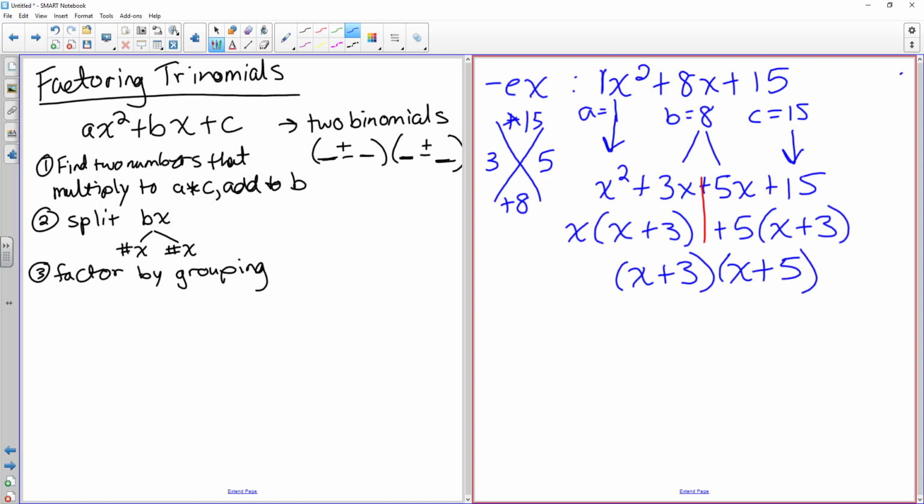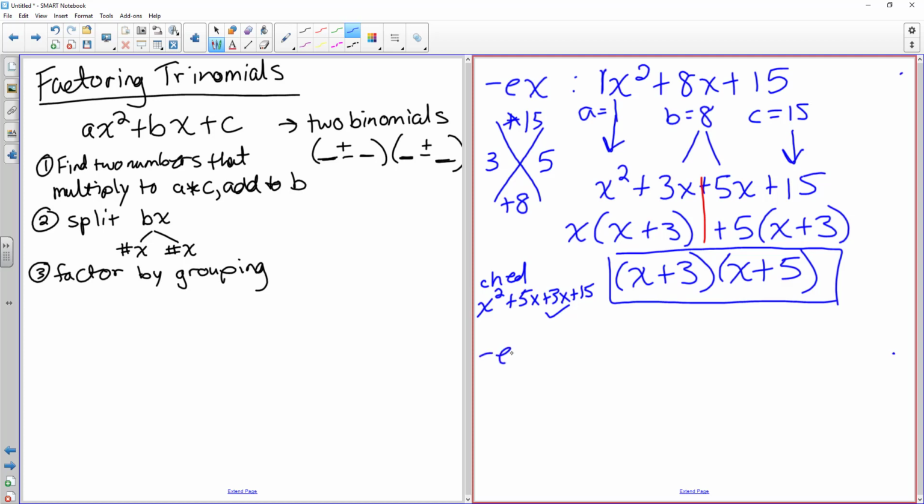So let's check that out. X times x for my first is x squared. Outer is 5x, inner is 3x, and then last is 15. I'll jot this down as my check over the side. And 5x and 3x, yep, that adds up to 8x, so I know this checks out. So there is my answer.